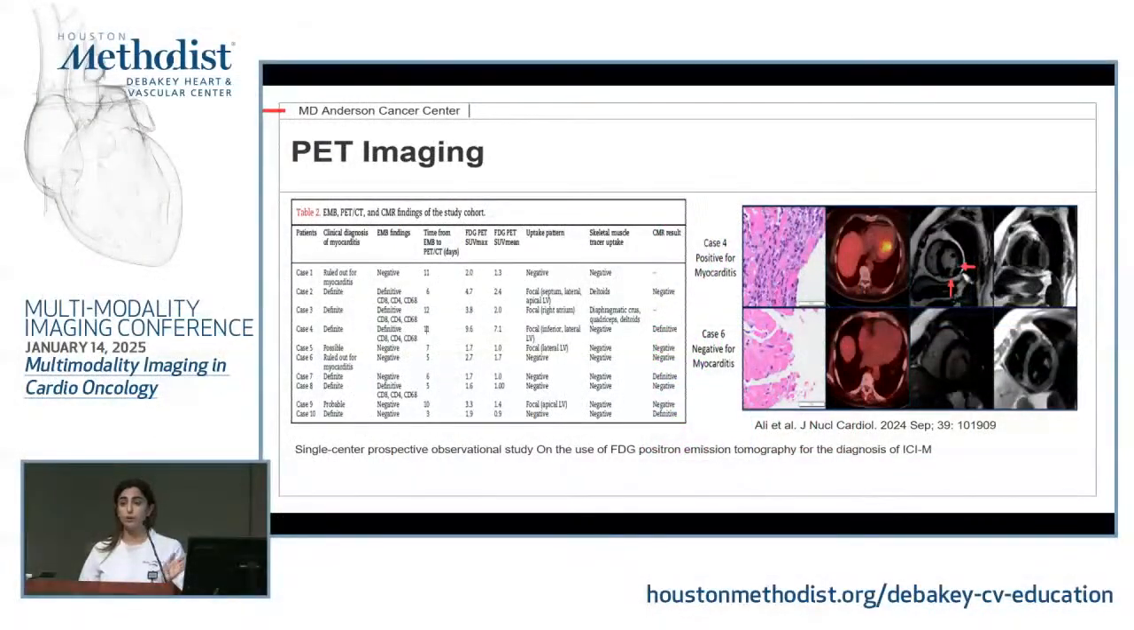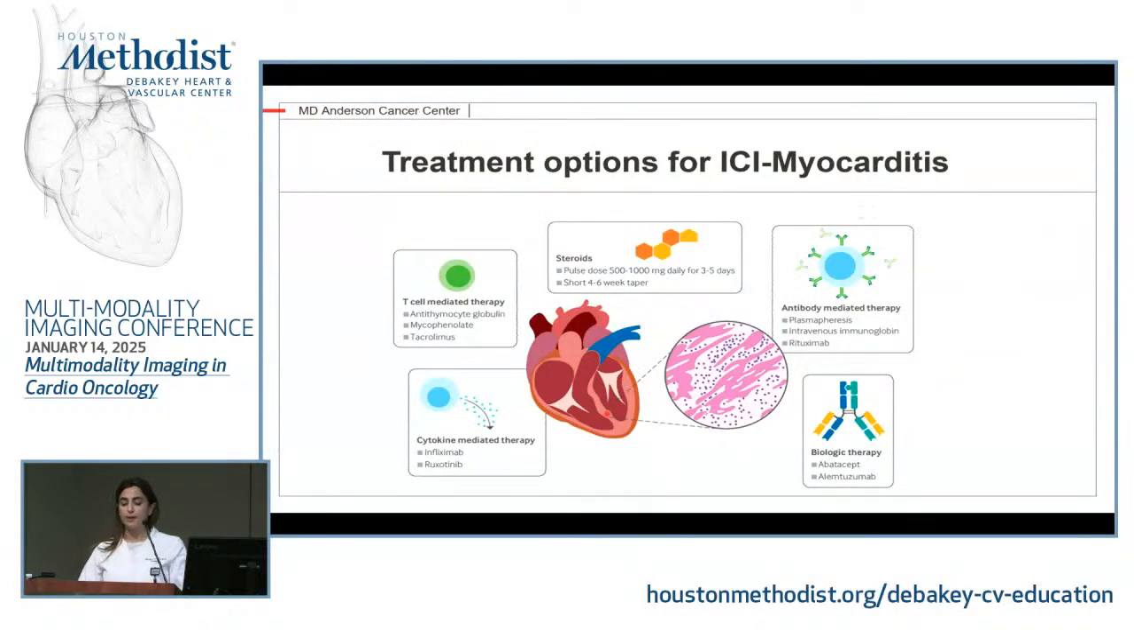And so you want to hold all steroids before running the scan. So it proved to be very difficult. We're moving away from this. There are now newer agents looking at a Ga-68 radiotracer to assess for this. But again, we don't have a good non-invasive way to date to detect it.